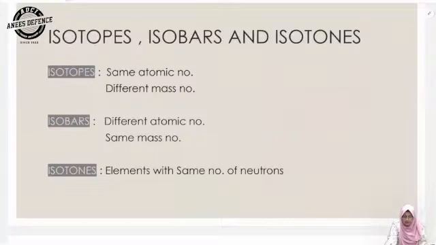Isotopes. Isotopes are elements having the same atomic number but different mass number. Isobars are elements having different atomic number and the same mass number. Isotones are elements having the same number of neutrons.